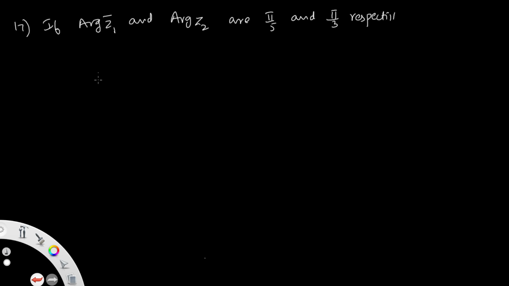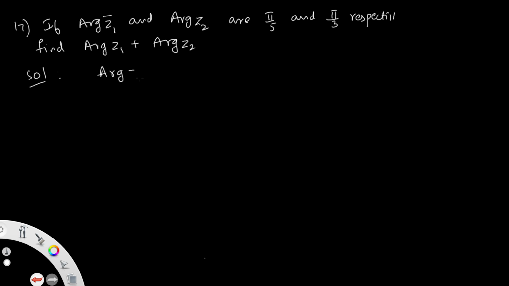Question number 17. If the argument of z1 bar and the argument of z2 are pi by 5 and pi by 3 respectively, find the argument of z1 plus the argument of z2. So first, what are the conditions given?